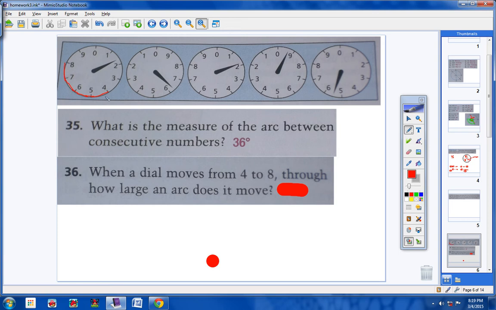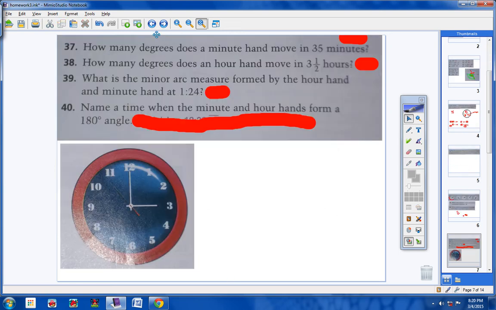So, we have 36 from here to here, 36 from here to here, 36 from here to here, 36 from here to here. We have 4 36s. Remember, I just showed you earlier the space in one number is 36. So 36 times 4 is 144. So the measure of that entire arc is 144 degrees. Alright, moving on to numbers 37 through 40.